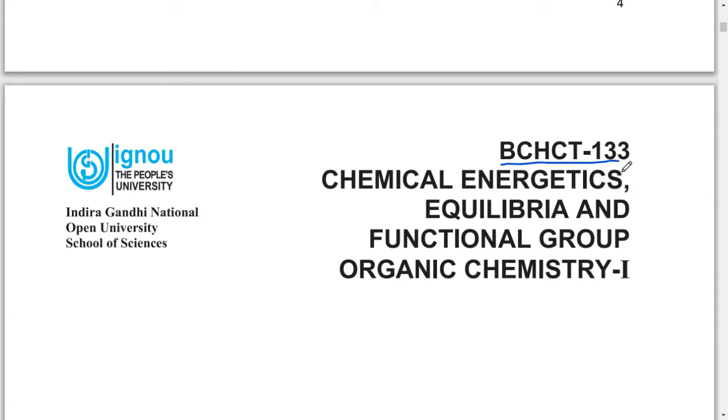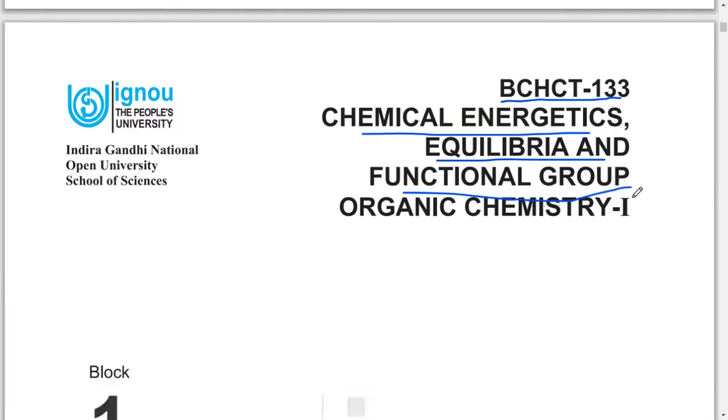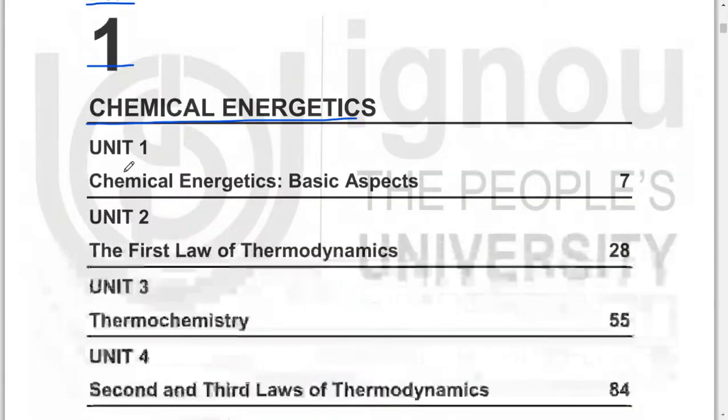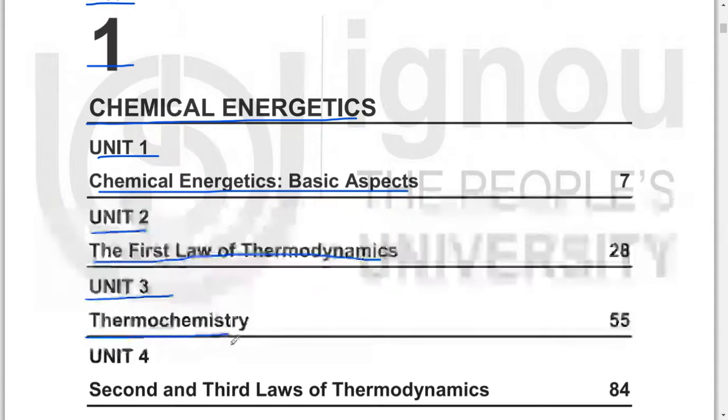BCHCT 133 Chemical Energetics, Equilibria and Functional Group Organic Chemistry 1. Block 1 Chemical Energetics: Unit 1, Chemical Energetics Basic Aspect; Unit 2, The First Law of Thermodynamics; Unit 3, Thermochemistry; Unit 4, Second and Third Laws of Thermodynamics.